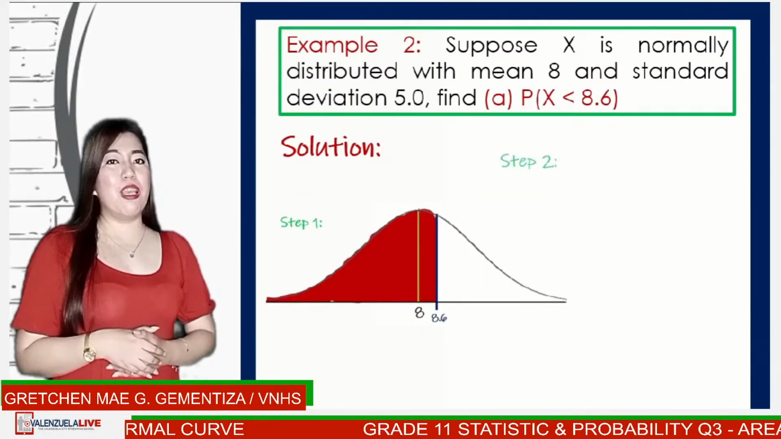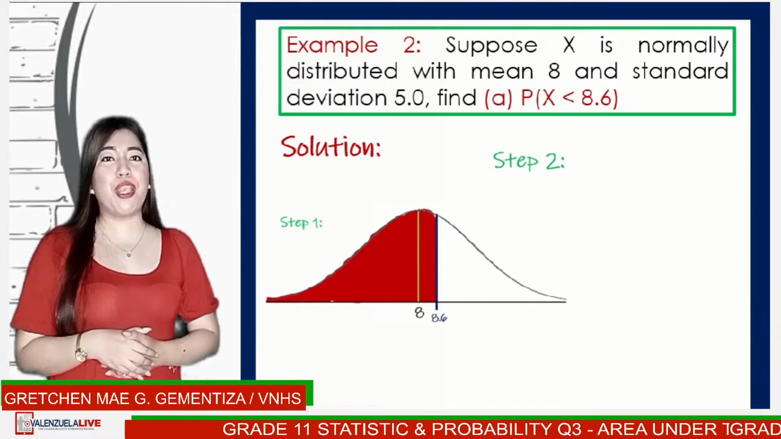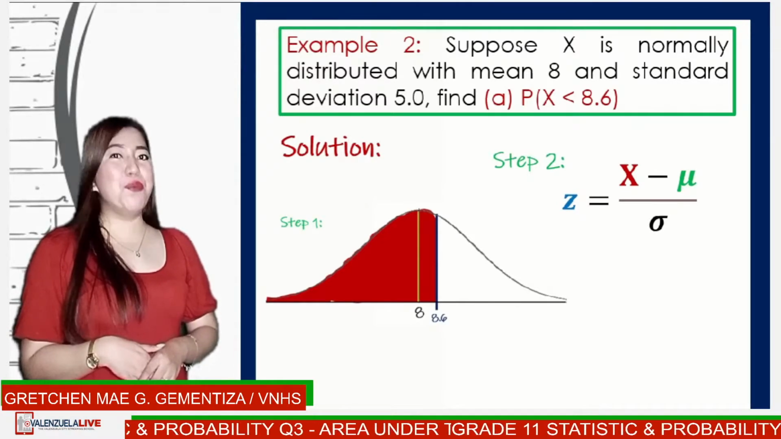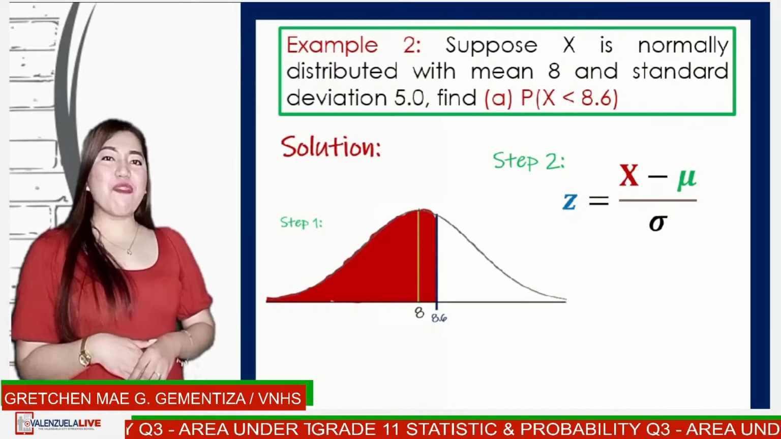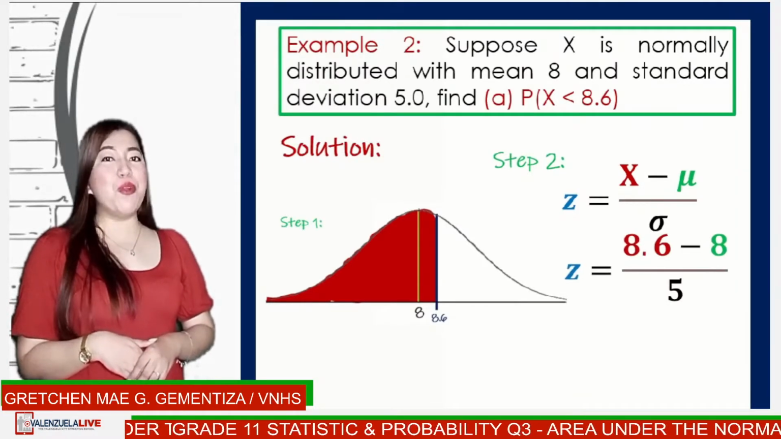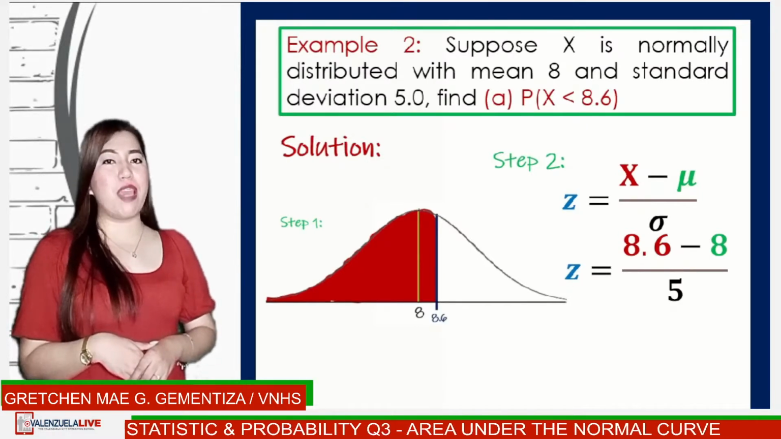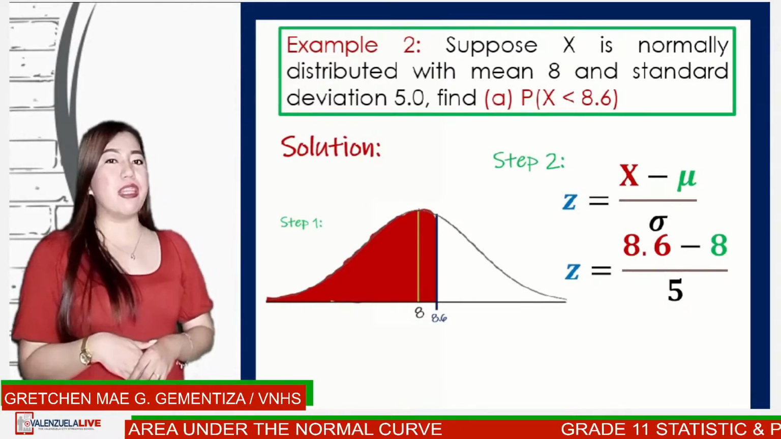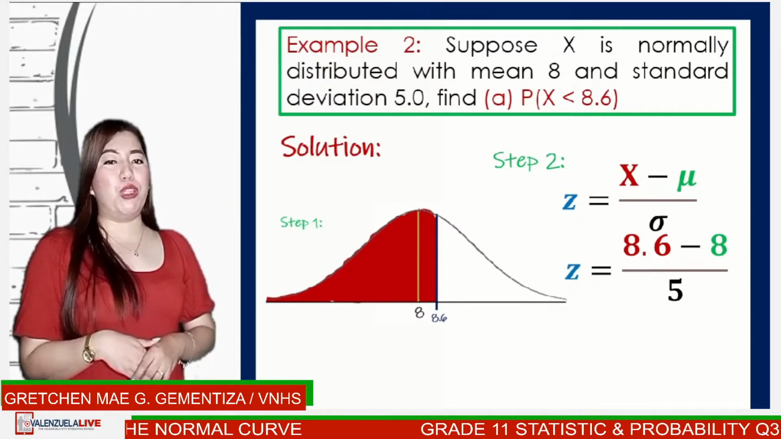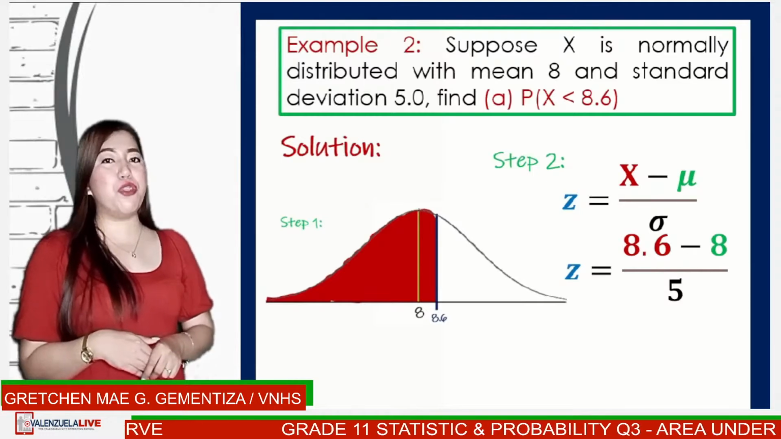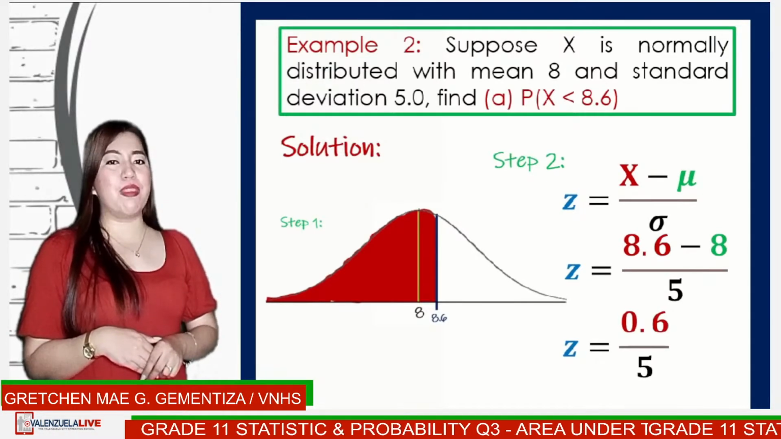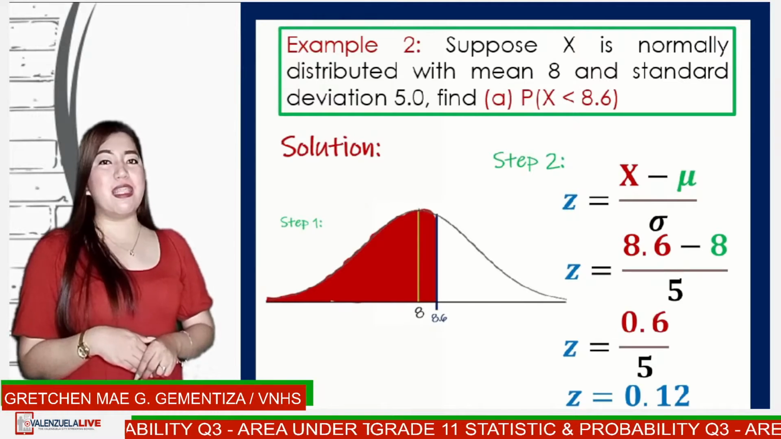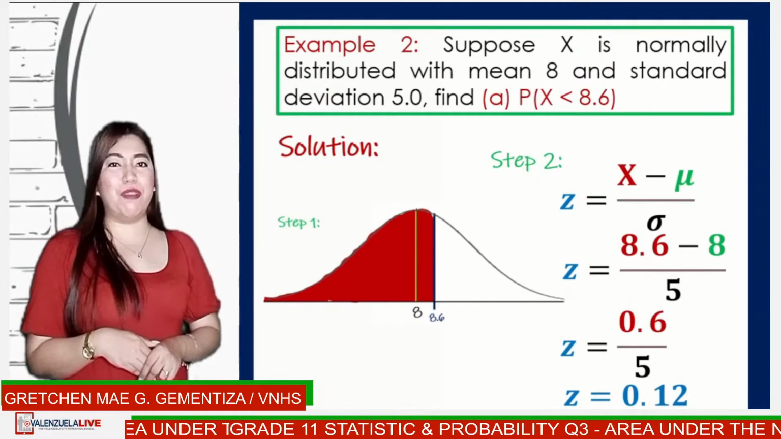Step 2. Convert the given x value to z-score using the z-score formula. Z-score is equal to x minus mu all over sigma. The x given is 8.6 minus the mean of the population, which is 8, all over sigma, the standard deviation given, which is 5. So we have z-score is equal to 8.6 minus 8, which is 0.6, divided by 5. 0.6 divided by 5 is equal to 0.12. Therefore, the z-score is equal to 0.12.